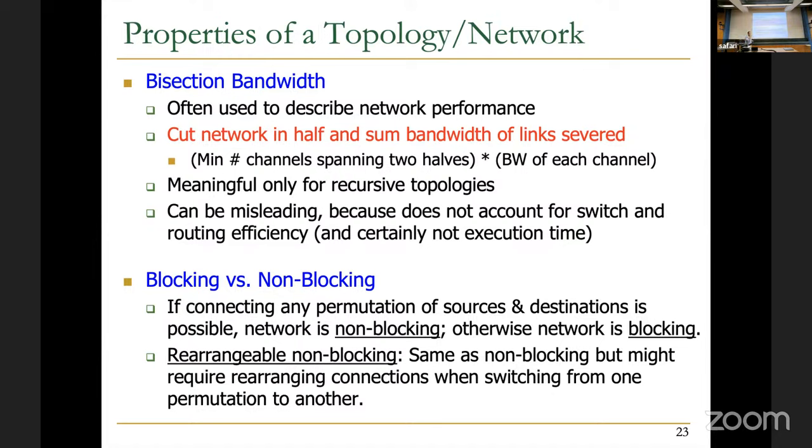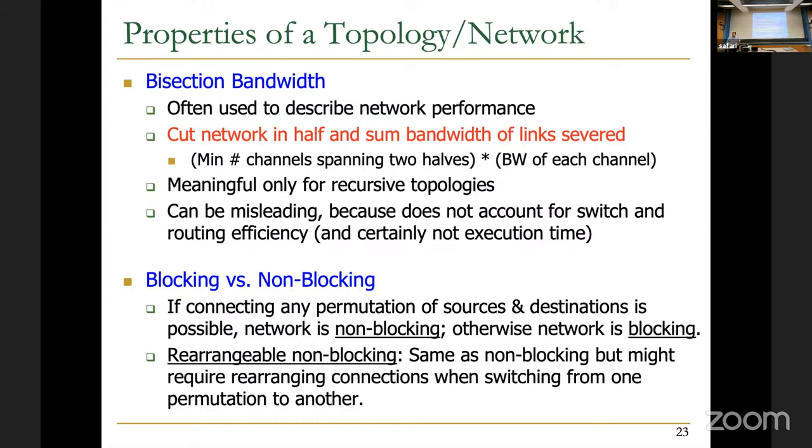I would like to ask a question about the bisection bandwidth. Does it determine how we split in half, or is it the same across every different iteration? So for every topology, you need to actually come up with a way to calculate bisection bandwidth. The definition is actually very exact in graph theory. I don't want to go into that.